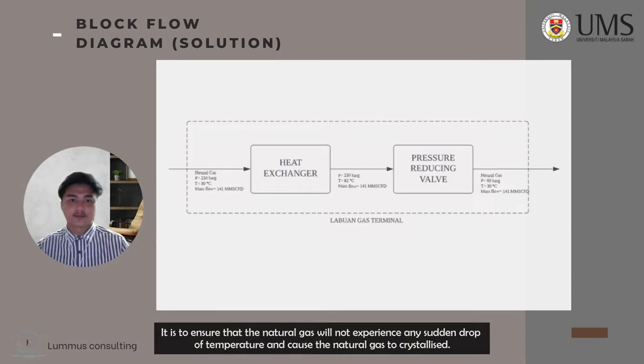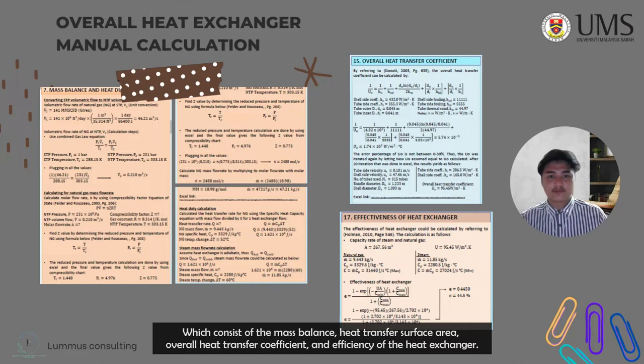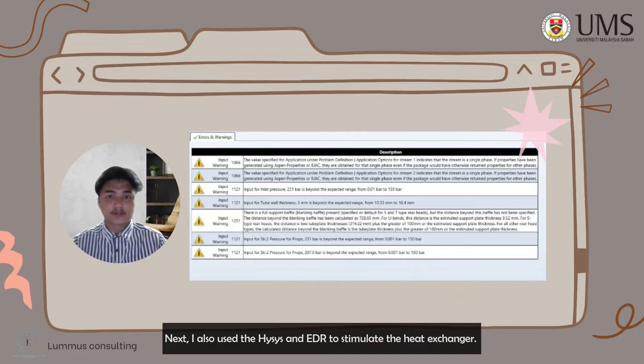To design a heat exchanger, I have calculated overall heat exchanger sizing, which consists of the mass balance, heat transfer surface area, overall heat transfer coefficient, and efficiency of the heat exchanger. Next, I also used Aspen HYSYS and EDR to simulate the heat exchanger.